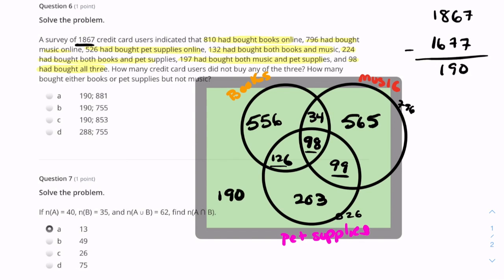And so 190 lives outside of all three of those Venn diagrams and is also the answer to the first question. How many credit card users did not buy any of the three? It's 190. And you see that we have three of those options.